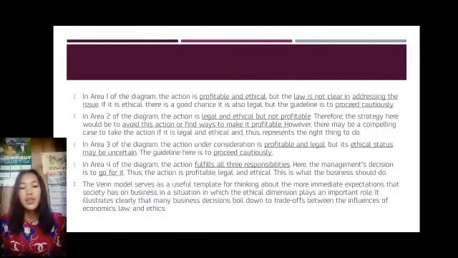Then the Venn model serves as a useful template for thinking about the more immediate expectations that society has on business in a situation in which the ethical dimension plays an important role. It illustrates clearly that many business decisions boil down to trade-offs between the influences of economics, law, and ethics.